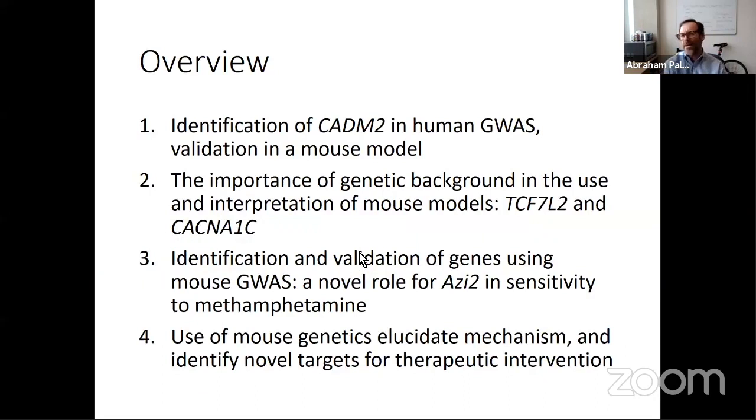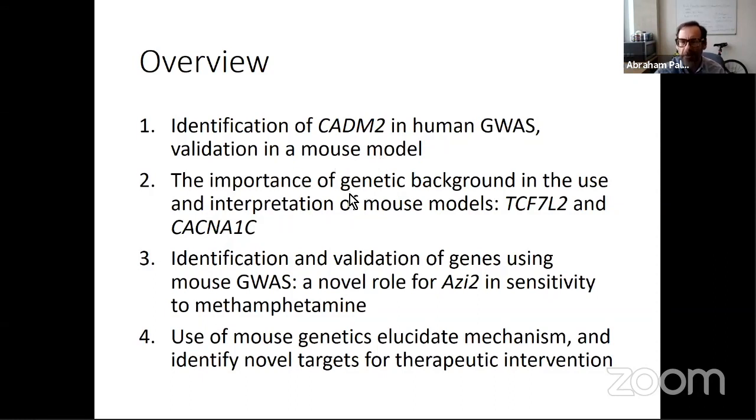And so I'm going to break my talk up into 4 relatively short vignettes, the first of which is going to talk about the identification of a gene, CADM2, which, as I'll tell you, has sort of been following me around for the last few years, identified in human GWAS, and then our efforts to model that gene and to see whether or not it has analogous functions in animal models, in a mouse model.